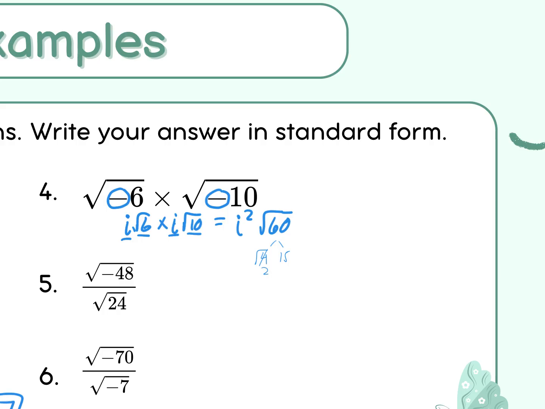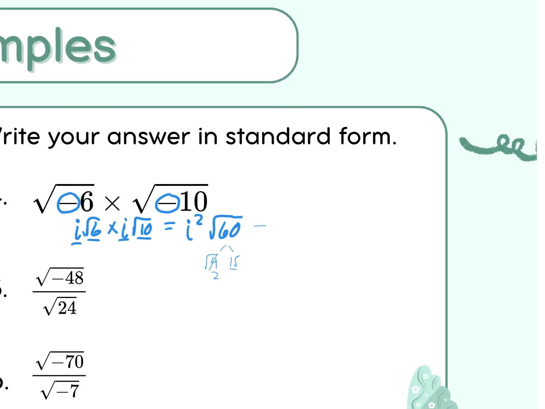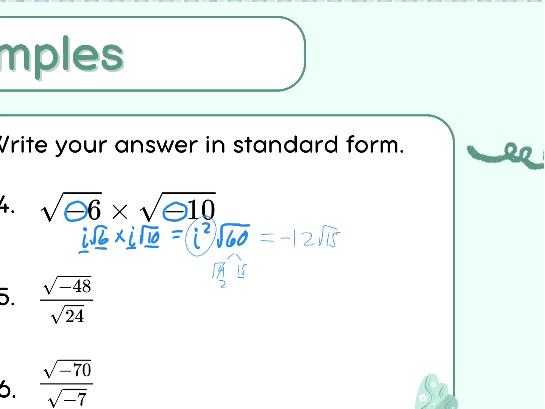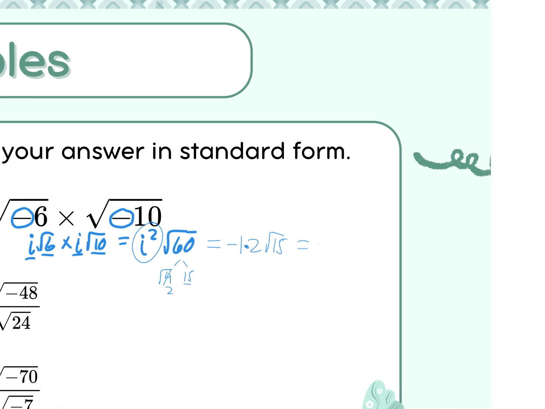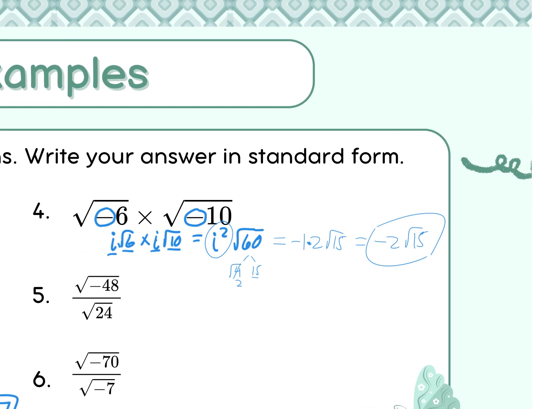And the square root of 4 is 2. 15 you can't really simplify any further. And then this is going to get you 2 square root of 15. Keep in mind this i squared is going to become a negative 1. So this is negative 1 times 2 square root of 15, which is just negative 2 square root of 15. All right, and that's a fully simplified answer.